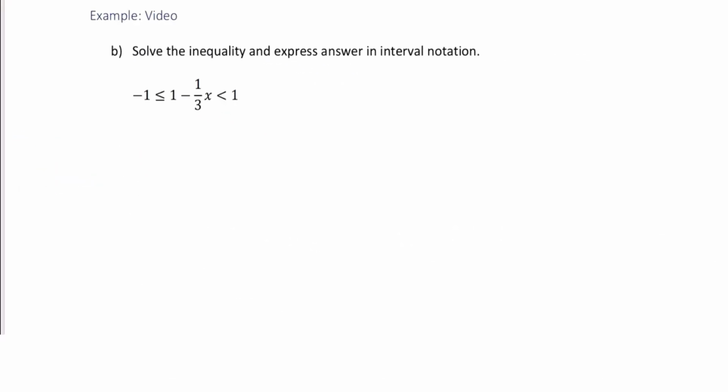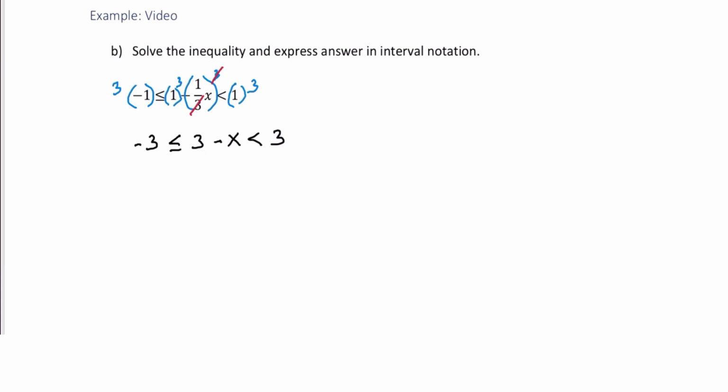In this example, we can eliminate the fraction by multiplying by the LCD, which in this case is 3. So we'll multiply the left side by 3, multiply every term in the middle by 3, and multiply the right side by 3. That will reduce the fraction. The 3's go away for the fraction. Simplifying, we're left with negative 3 is less than or equal to 3 minus x is less than 3.